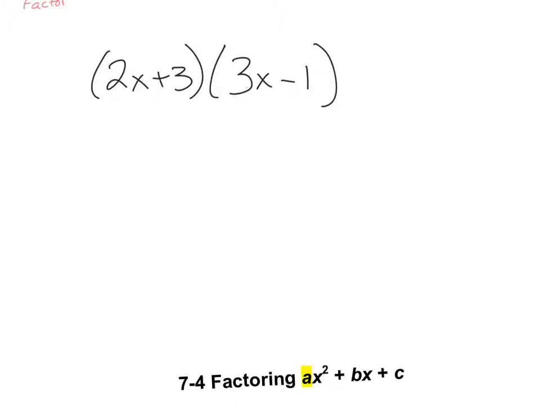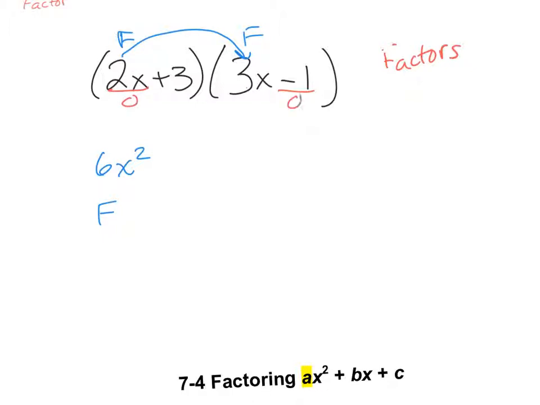When multiplying, these are the factors because they are the two items that multiply to give you a product. You would multiply the first term of the first parentheses times the first term of the second parentheses, and your first term would end up being 6x squared. Then you would multiply, either through distribution or FOIL, the outer terms, these two on the outside. When you multiply 2x times negative 1, you get negative 2x.